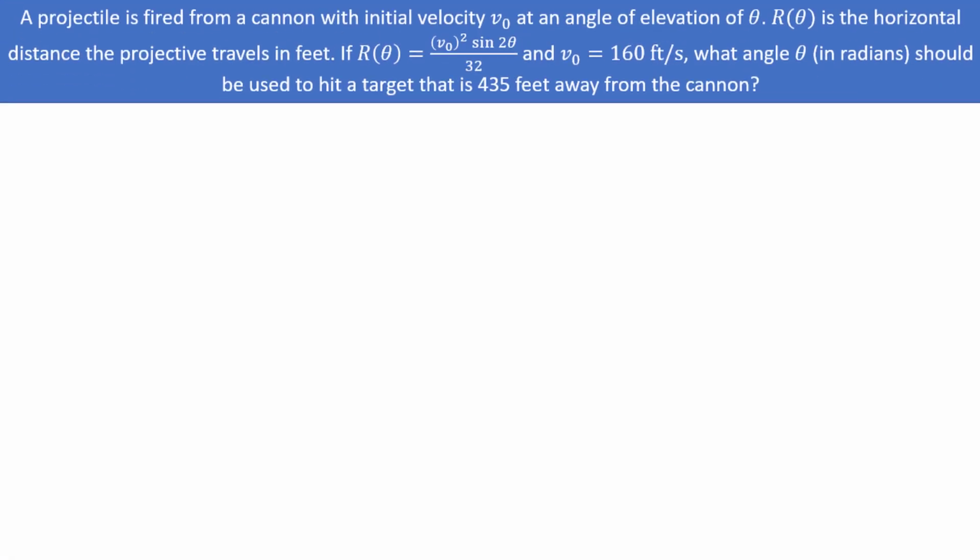Okay, let's try one more problem. A projectile is fired from a cannon with an initial velocity of v sub 0 at an angle of elevation of theta. R of theta is the horizontal distance the projectile travels in feet. If r of theta is equal to v sub 0 squared times sine of 2 theta divided by 32, and v sub 0 is equal to 160 feet per second, what angle theta, in radians, should be used to hit a target that is 435 feet away from the cannon?